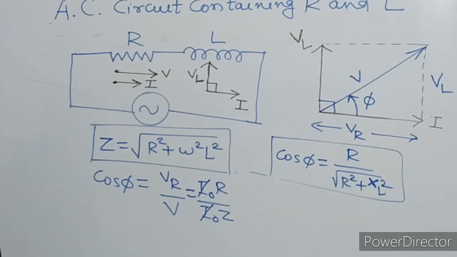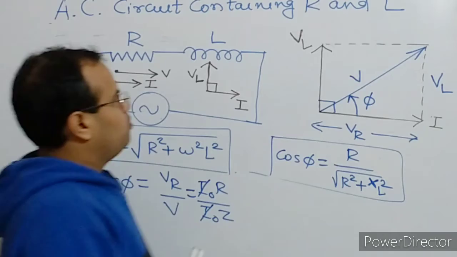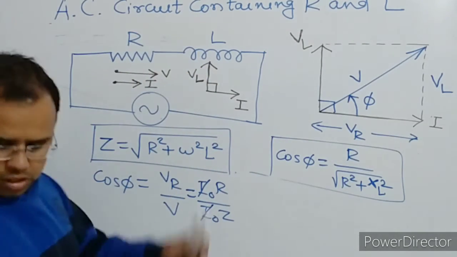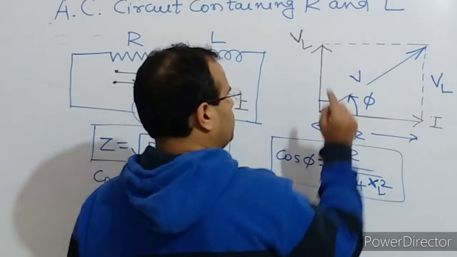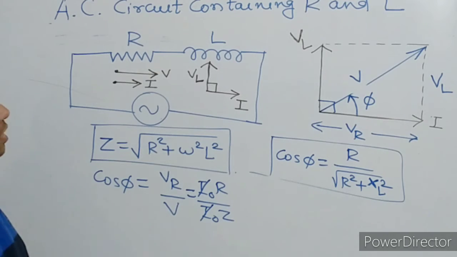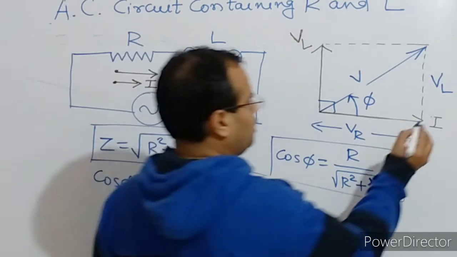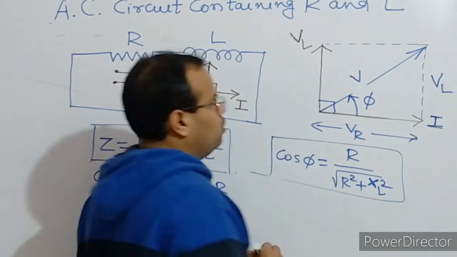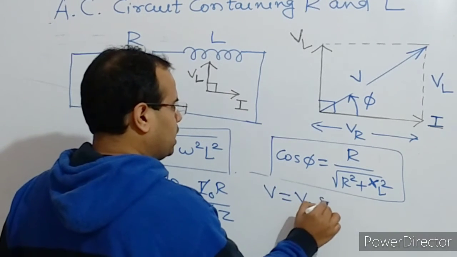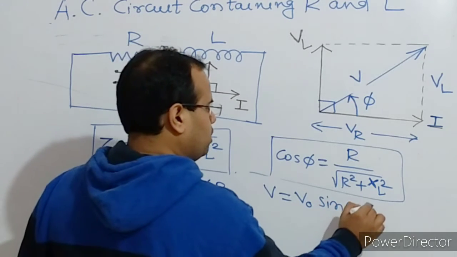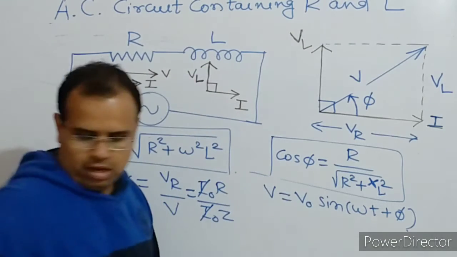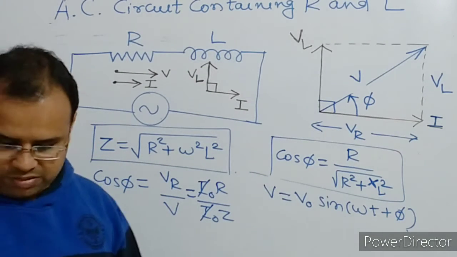Okay, one more thing: as you know here, the resultant V is leading by angle phi. You can write the expression of it. Suppose that the current is here. Then V is written as V equals V naught sine of omega t plus phi, because it is leading the current by angle phi, so that's why you write plus phi.